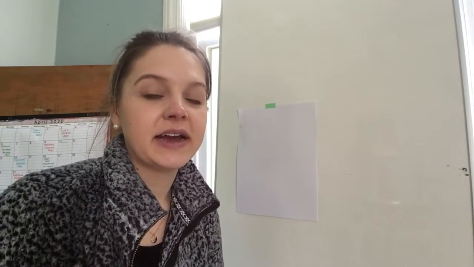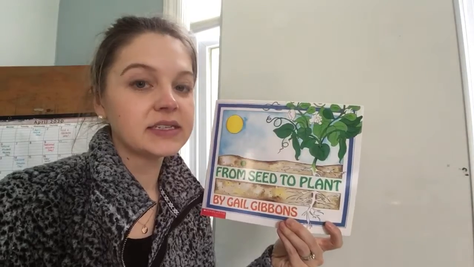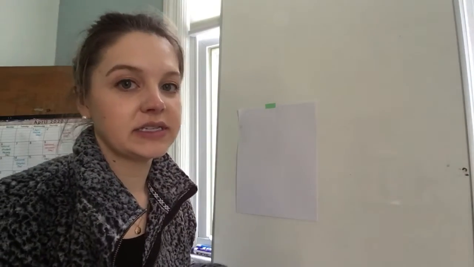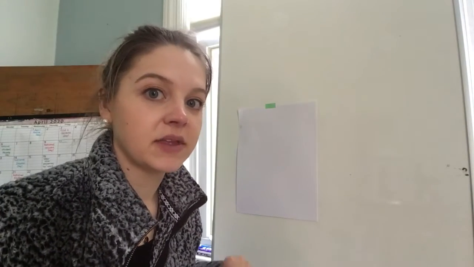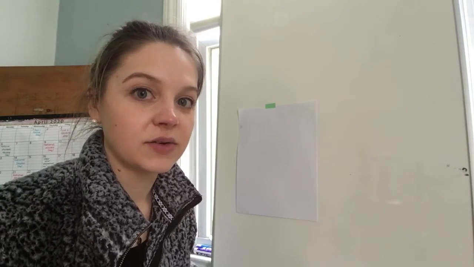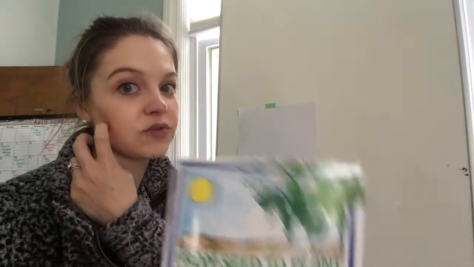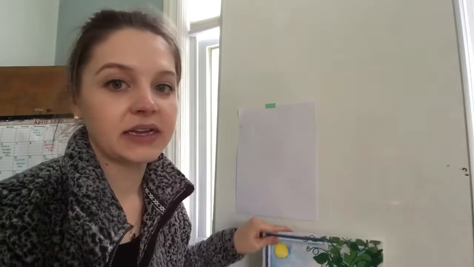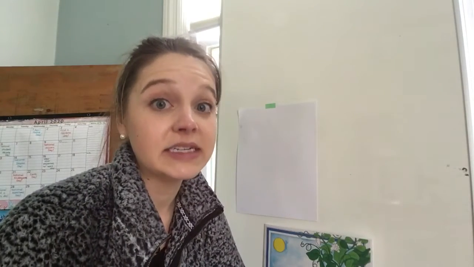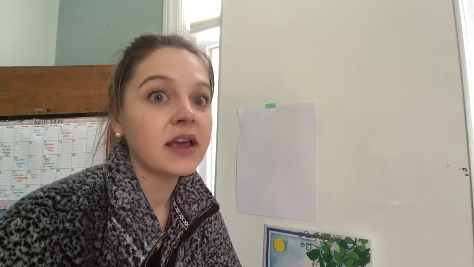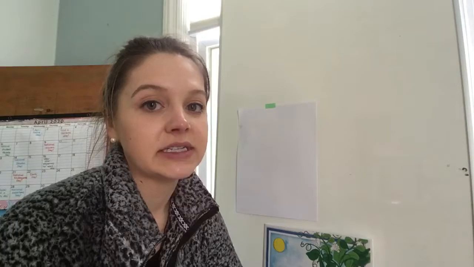Hi friends, this is the activity video that goes along with the book From Seed to Plant. For this activity, you're going to need a piece of paper and something to write with and something to color with. When I read this book From Seed to Plant, I asked you to pay attention to the 4 different steps a seed takes to become a plant.